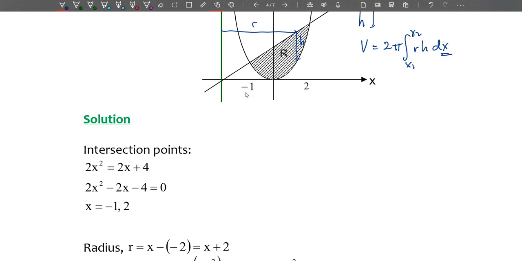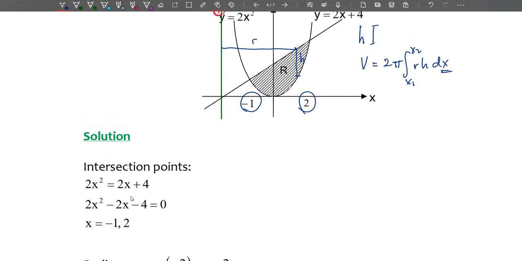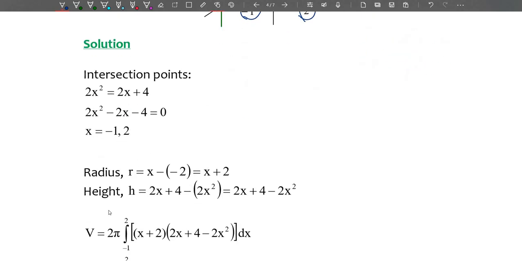If the value for this intersection point is not given to you, you may also find it by finding the intersection points like this, by equating the two equations for the functions. Right now, we need to determine the radius and height.